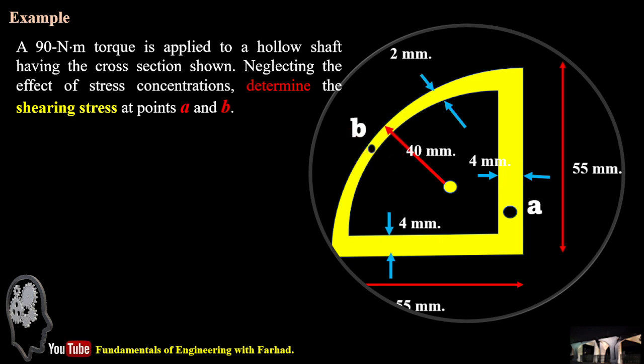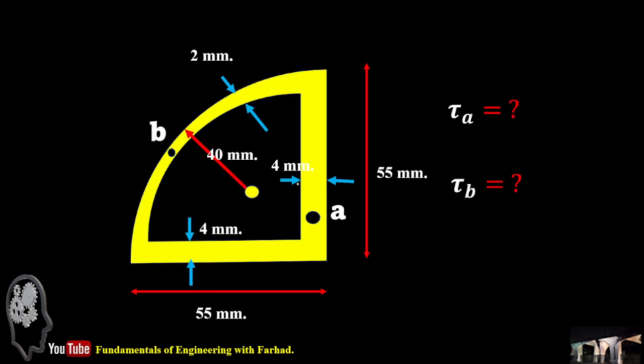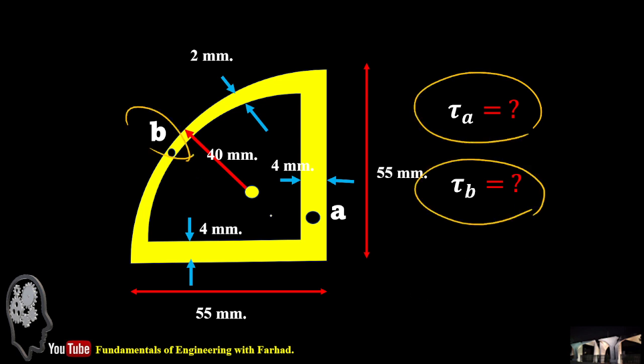If you remember, for such a problem, the very first thing we need is tau equal to T over 2 A_m times t. For point A, t is 4 millimeters, and for point B, you need to consider a thickness of 2 millimeters. Let's approach our problem: we want to calculate tau at A and tau at B.